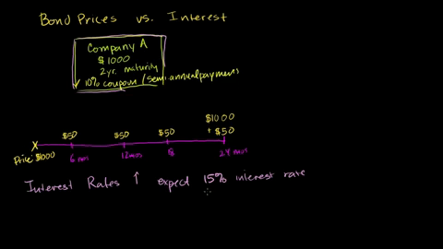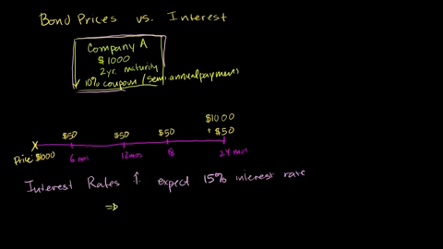I'm expecting 15%. So I want to pay something less than $1,000 that after I do all of the fancy math in my spreadsheet, it'll come out to be 15%. So in this situation, the price will go down. And I'll actually do the math with a simpler bond than one that pays coupons right after this. But I just want to give you the intuitive sense.